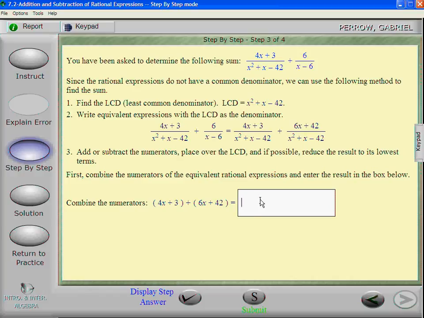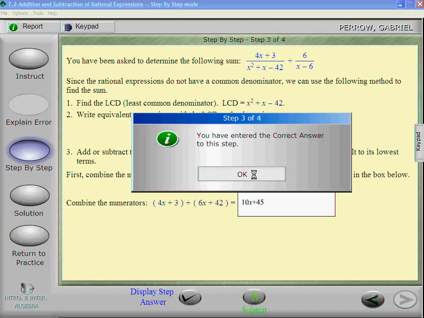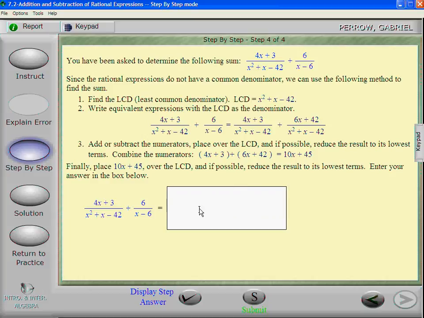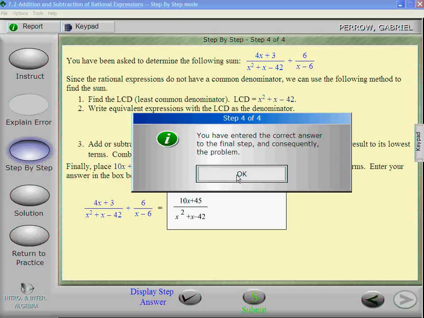And they say combine the tops together. Well, if I do that, I'm going to end up with 10x plus 45. That's looking good. And then finally, write this as 10x plus 45 over x squared plus x minus 42. I'm going to type in the plus sign here.